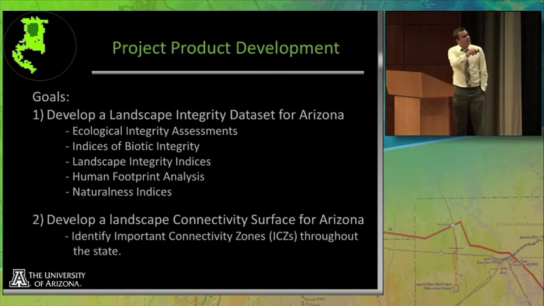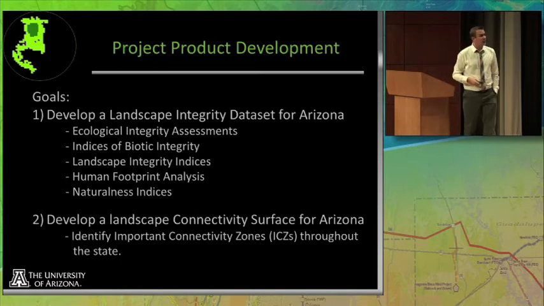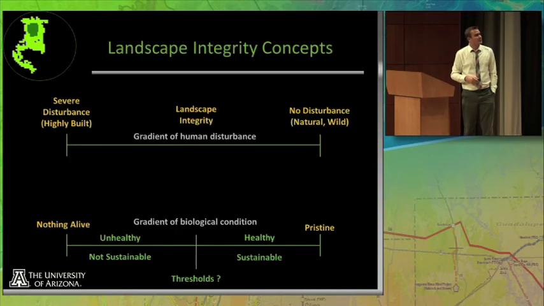Once we have our initial surface, then we can get to the real meat of the matter and start to look at some of the connectivity issues for the state. So we employed a number of methods to identify what we're calling important connectivity zones. And that varies a little bit from specific modeled corridors. I'll get into that a little bit later, but it's a statewide perspective for those pieces.